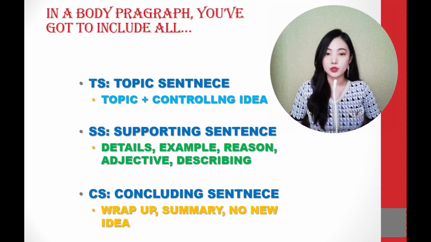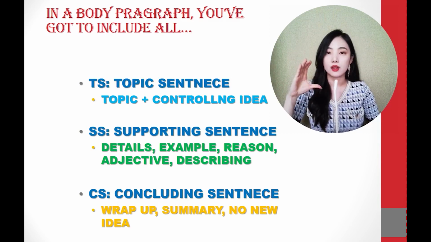Last one is concluding sentence. So concluding sentence is like your conclusion. So you make a summary of your topic sentence. You make a wrap up. So you wrap up the whole body paragraph. In this case, you're not suggesting a new idea. So you simply repeat your topic sentence, maybe changing the words a little bit.